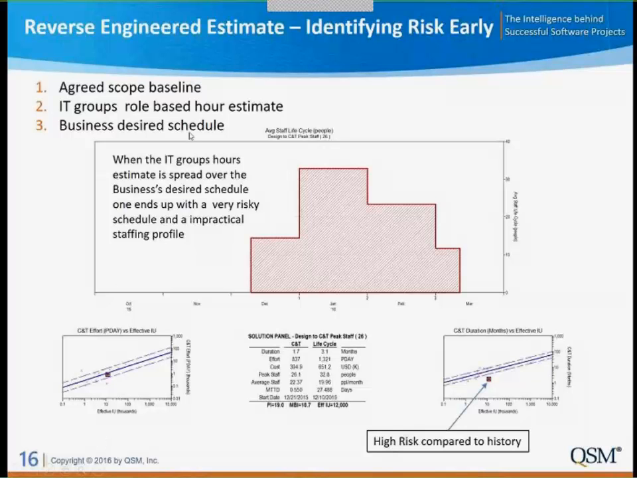But maybe our business has a desired schedule of 3 months, and when we try to impose that 3-month schedule with this many hours, we get something that looks very risky, a very short schedule outside the bounds of our historical data. And then when we build a staffing plan that consumes this many person days over 3 months, we get a staffing plan that looks really unrealistic. You build up to 30 people and tail off over 3 months. So it's an impractical solution that just screams for change.